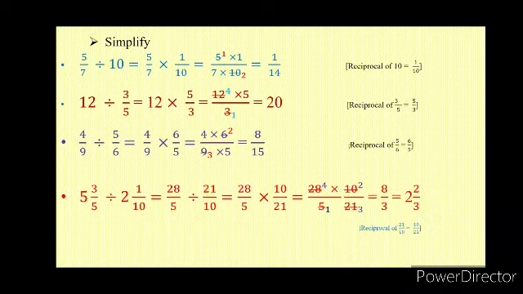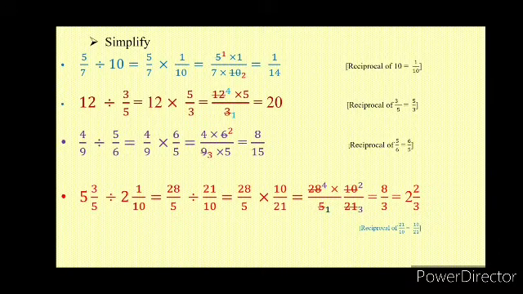First sum, 5 by 7 divided by 10. So the division symbol becomes multiplication and the reciprocal of 10 is 1 by 10. So we have 5 by 7 into 1 by 10. Thus the numerator is 5 into 1 and the denominator is 7 into 10. 5 and 10 both are reduced in 5 table 1 times and 2 times. So we get 1 by 14 as the result.